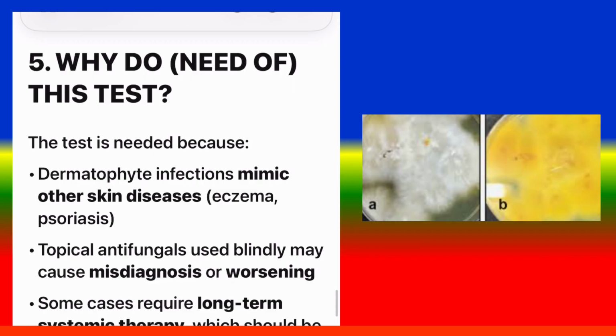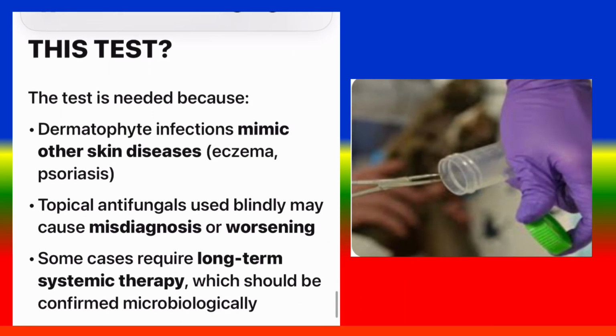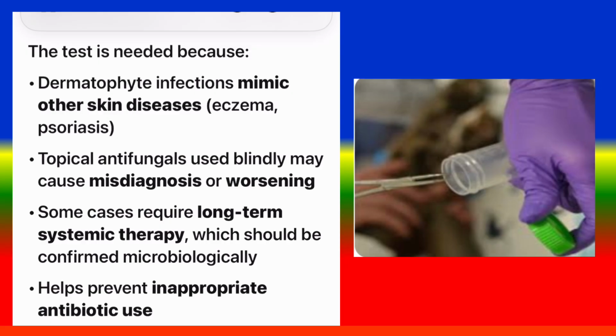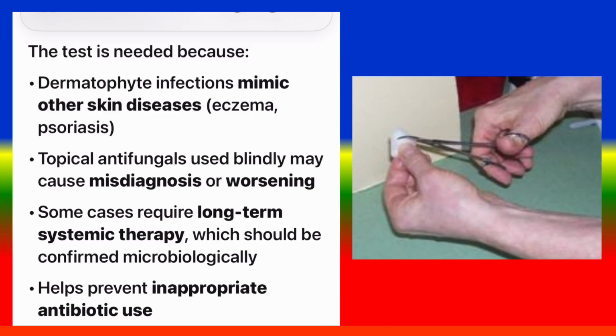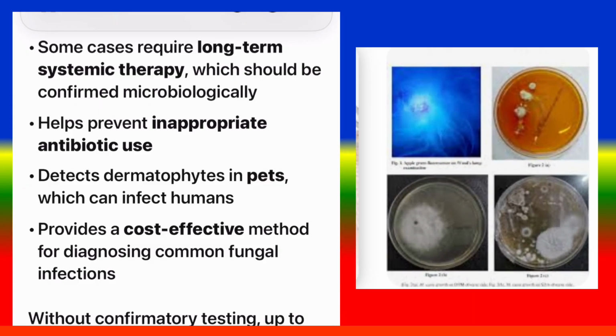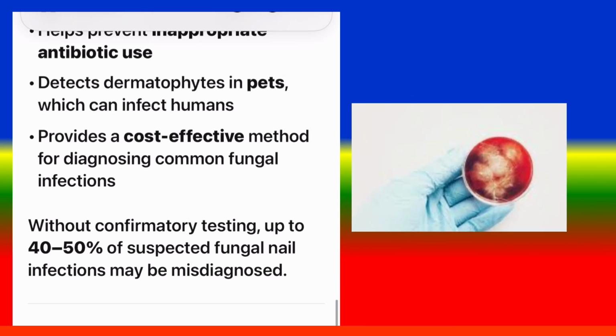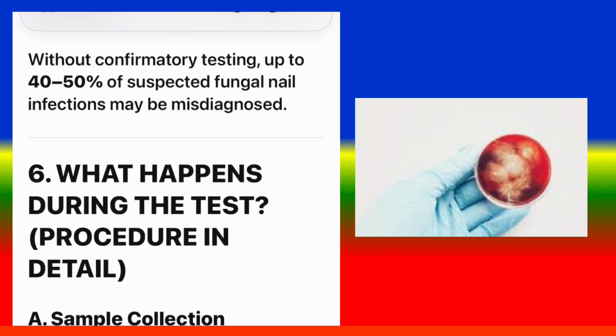Number 5. Why do I need this test? The test is needed because dermatophyte infections mimic other skin diseases, such as eczema and psoriasis. Topical antifungals used blindly may cause misdiagnosis or worsening. Some cases require long-term systemic therapy, which should be confirmed microbiologically. It helps prevent inappropriate antibiotic use, detects dermatophytes in pets, which can infect humans, and provides a cost-effective method for diagnosing common fungal infections. Without confirmatory testing, up to 40 to 50% of suspected fungal nail infections may be misdiagnosed.